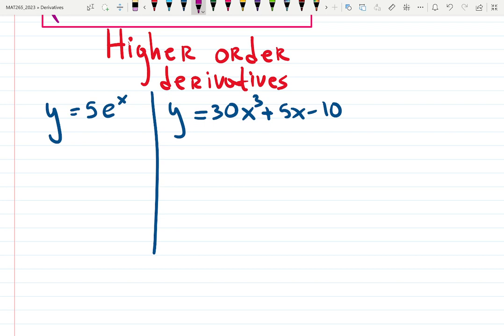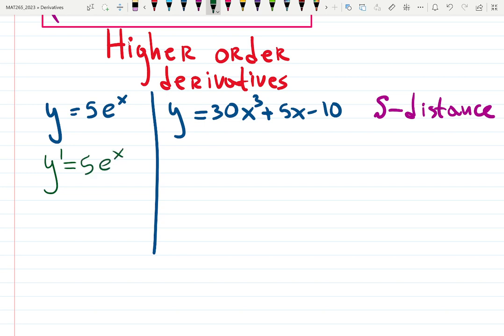The original one you can imagine is distance. So usually it's s of t. Well, in this case we have x, but it's fine. So s is distance. Original function. Let's take derivatives. So it's going to be y prime. What happens with 5e to the x?